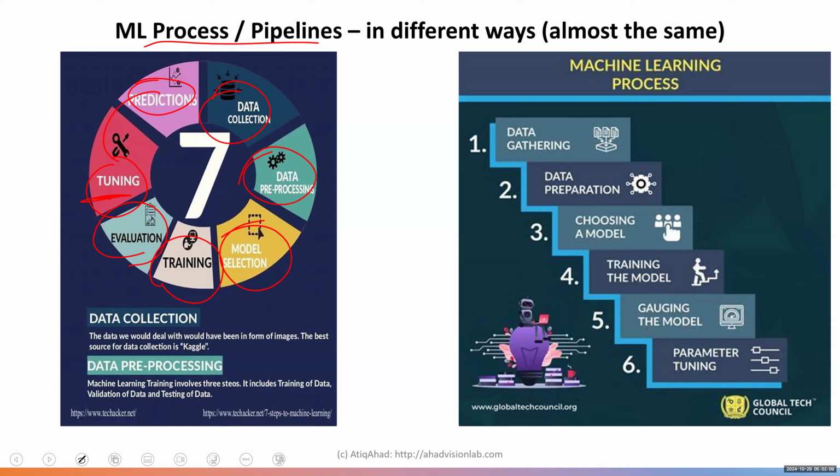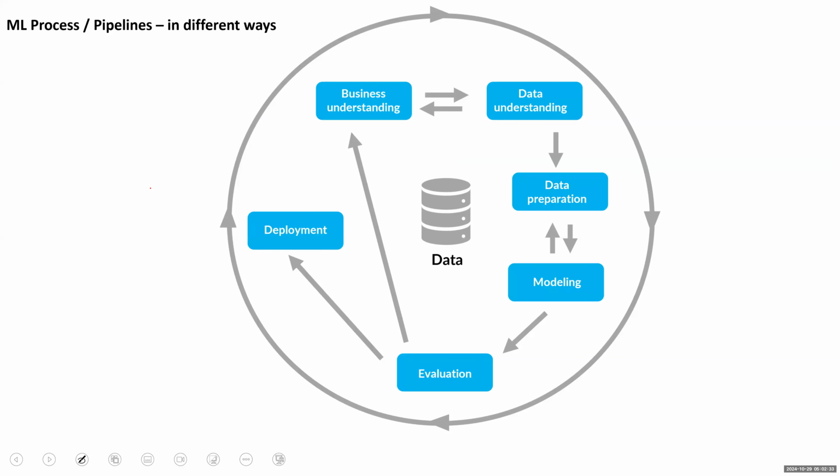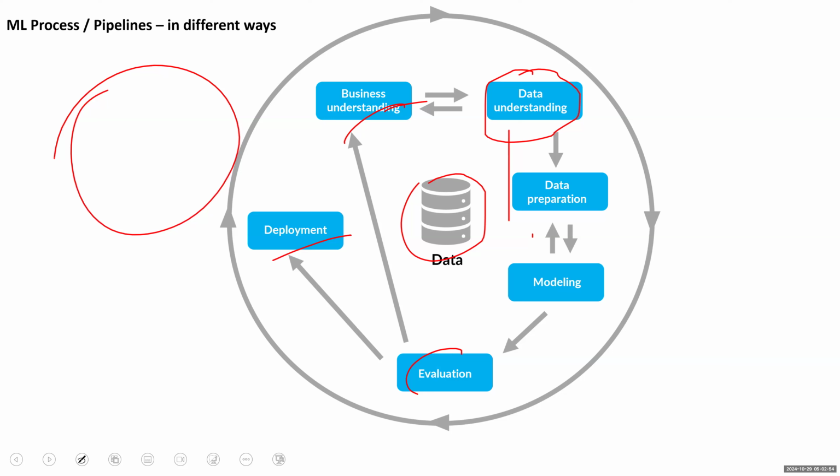What about this one? Almost the same, because data gathering means data collection, then data pre-processing and preparation, model selection, training the model, evaluating the model, and parameter tuning. Tuning means that if there is slightly something to change, we can do it. Now you see that this is another way to represent it. So business understanding, then data understanding, data preparation and pre-processing, modeling, evaluation, deployment, and then feedback and so on. So you see, this is a circle. These kinds of circles represent machine learning processes and pipelines.